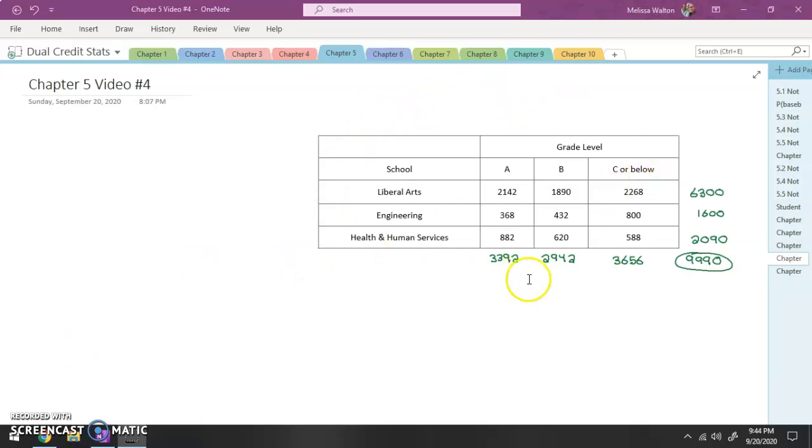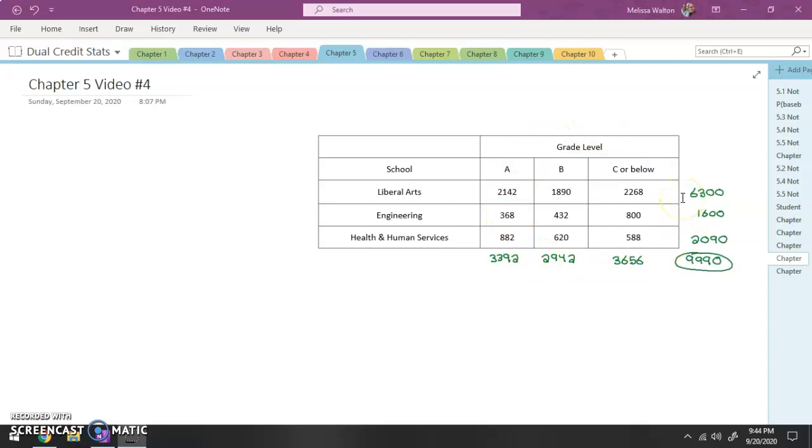We have a table over here that says we have three different schools. Let's say this is kind of a larger university. We have the liberal arts school, the engineering school, and the health and human services school. And we have multiple grade levels. So we have the total number of students that got A's, B's, and C's in each of the courses. Overall, there are 9,990 grades that are given here.